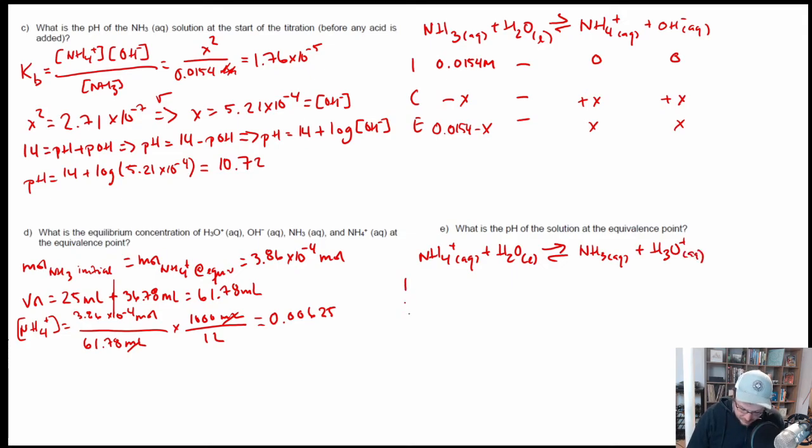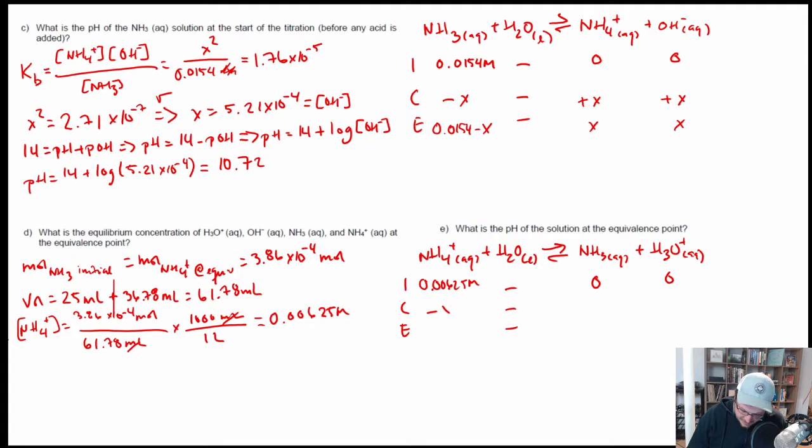So we have our ICE table now that we can set up. We don't care about the waters, but for NH4 plus we have 0.00625 molarity. For simplicity's sake, we can consider the concentration of NH3 and H3O plus to be 0 initially, because now we can calculate what the equilibrium is. So these become 0 in this case.